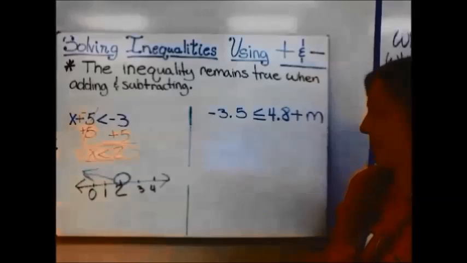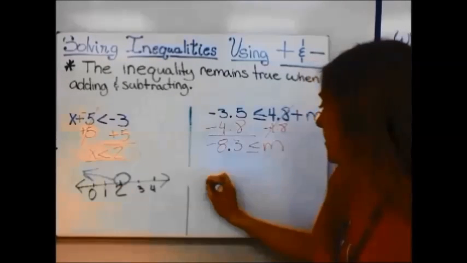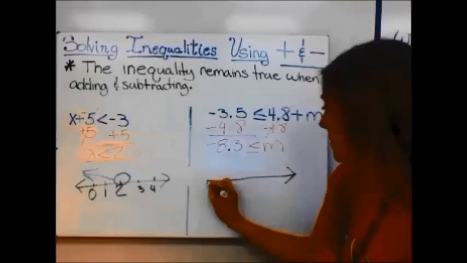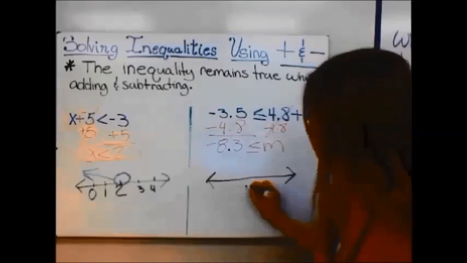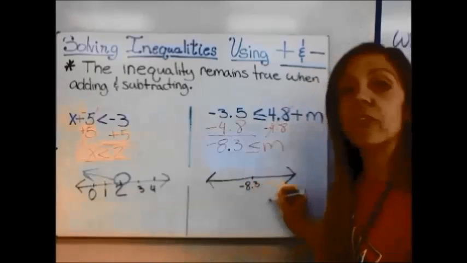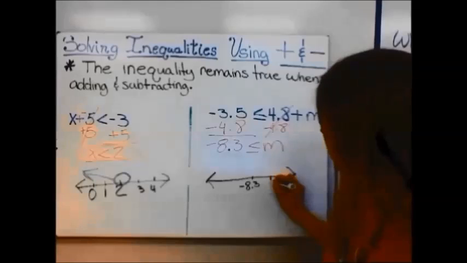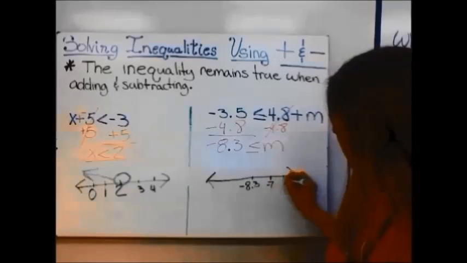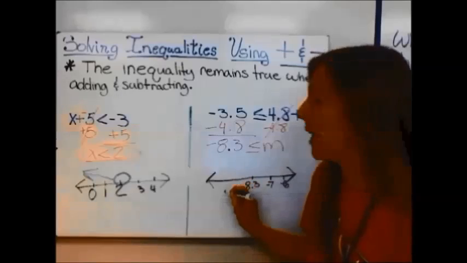Let's try this example. I'm going to graph this. I'm going to draw my number line. I'm going to put -8 and 3/10 on the number line. And to the right, I'm going to draw numbers that are greater than -8 and 3/10. And to the left, numbers that are less.